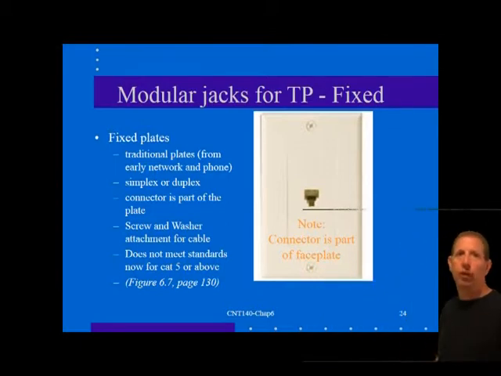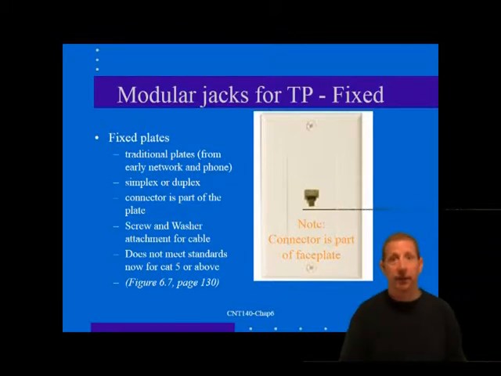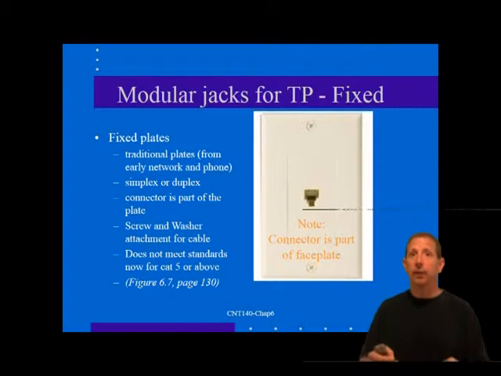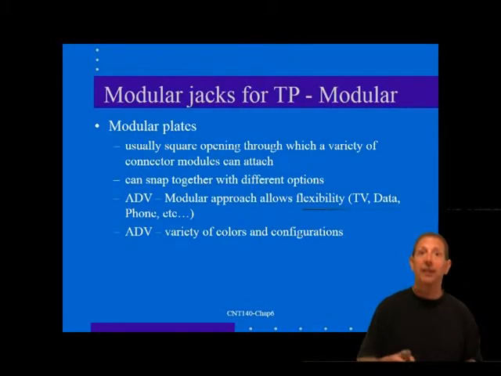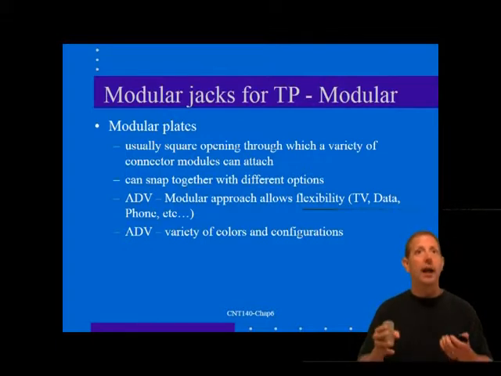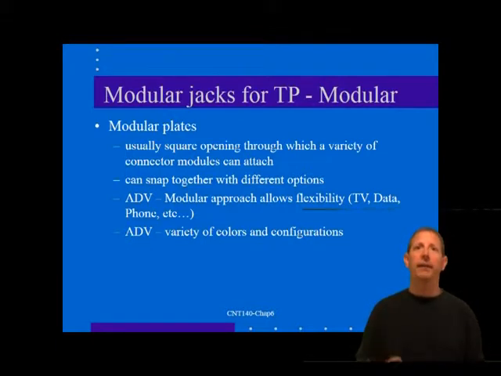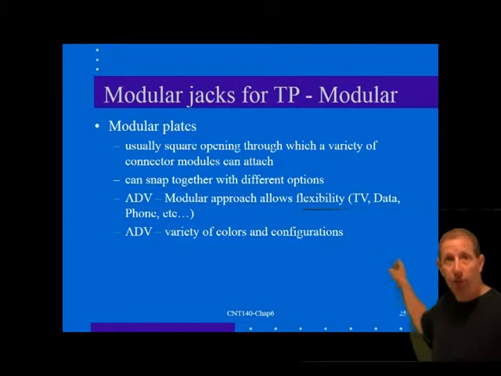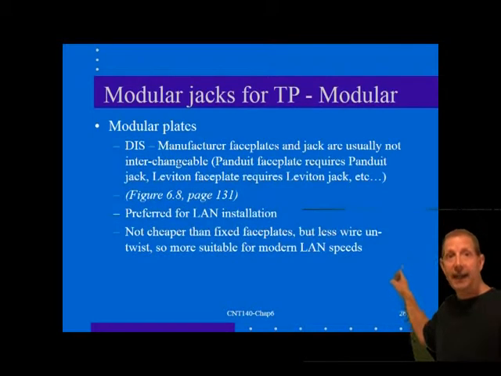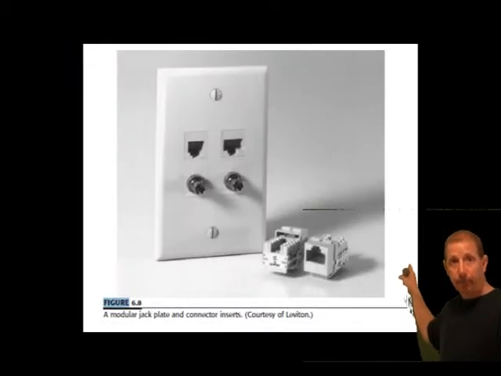Now, with the advent of structured wiring and the tough requirements of Category 5, modular jack plates and their associated connectors have become much more common than fixed jack plates. Now, these modular plates have simple, usually square molded openings into which are snapped a variety of connector modules. The advantage of this modular approach is that the connector style, terminations and even color are independent from the mounting plate. Now, as the figure shows behind me, the modular jack plate and connectors are listed or shown.